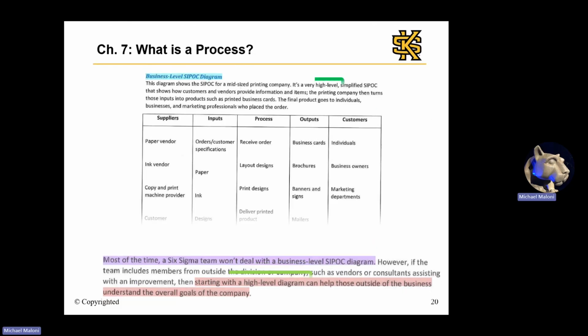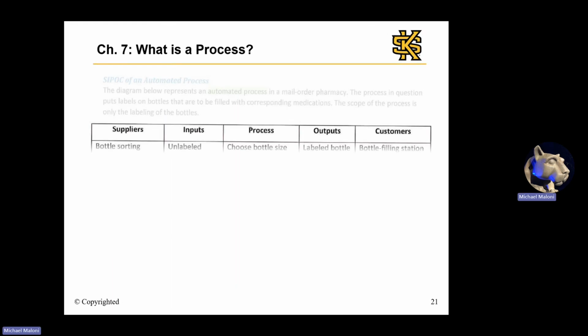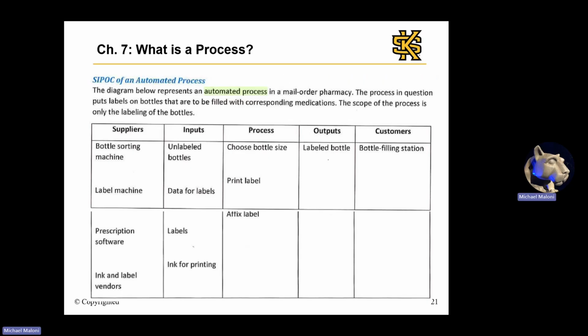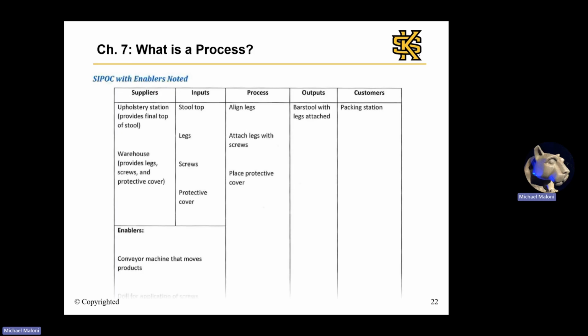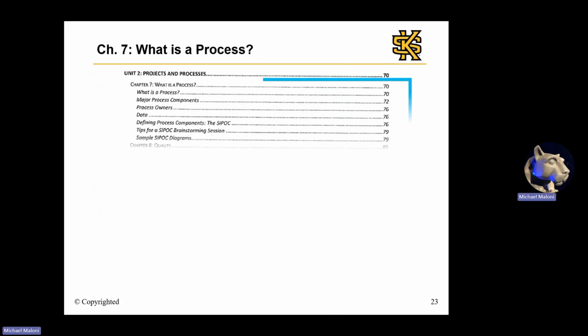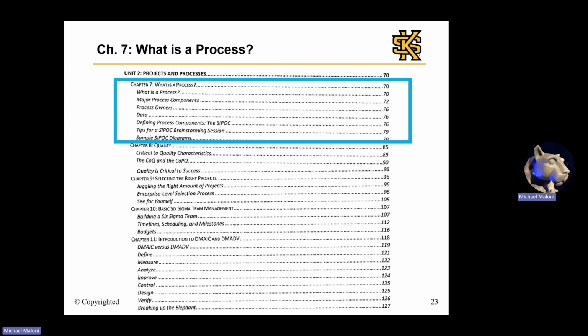The chapter closes with examples of different SIPOC diagrams, such as one at the business level and one for an automated process, as well as one for a process with enablers, such as resources. So closing the chapter, quality experts are process fixers. Fix the process to improve the quality of the outputs.